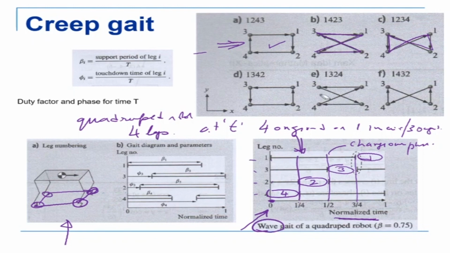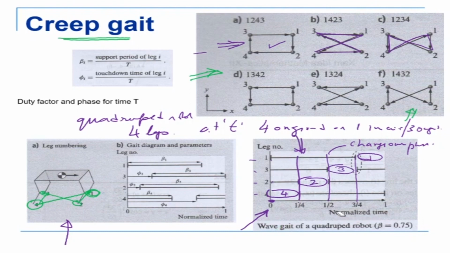Or we could have cycled it such that, if I take this one now, let me change the color. So 1 is in air, then from 1 the fourth is in air, then from 4 the third is in air, and then from 3 the second is in air, then it's 1. So you can see it's a cross kind of gait which is coming, that is this one. Okay, so these are all the possibilities by which this four-legged robot can go forward, and this gait is called a creep gait. It's also sometimes called a wave gait of a quadruped robot.